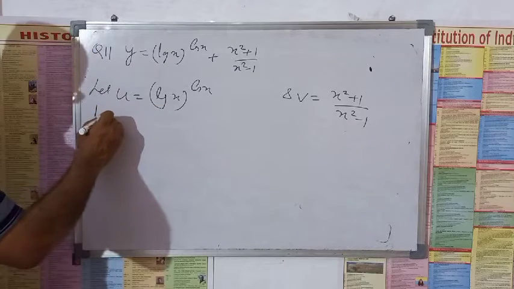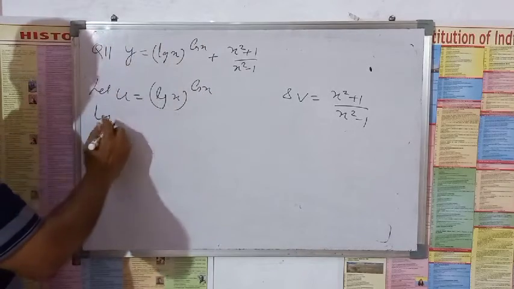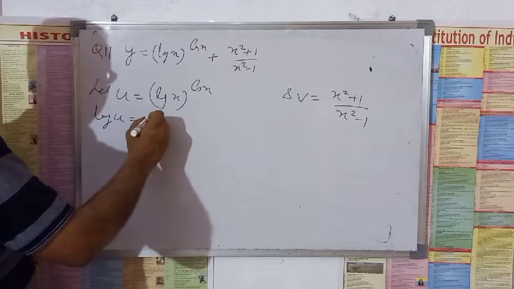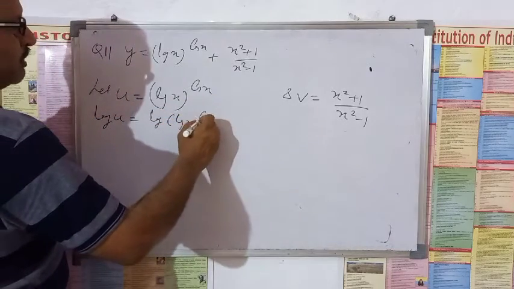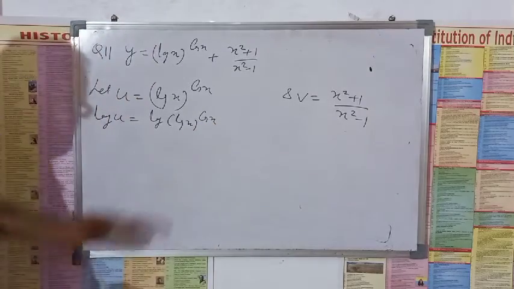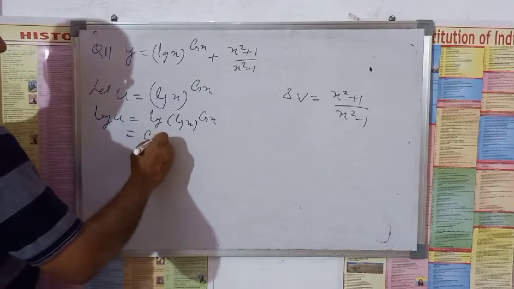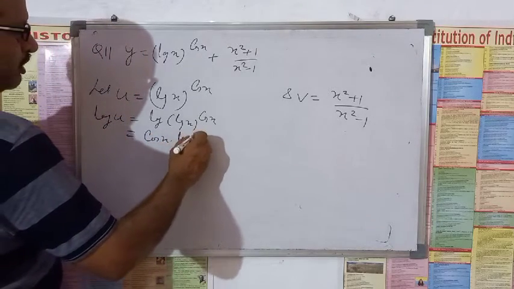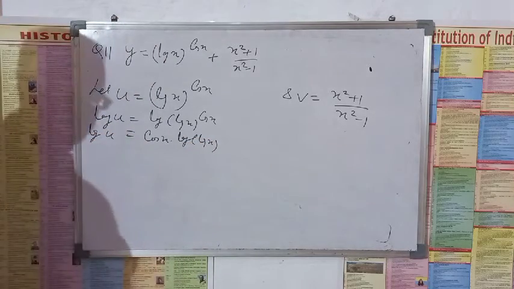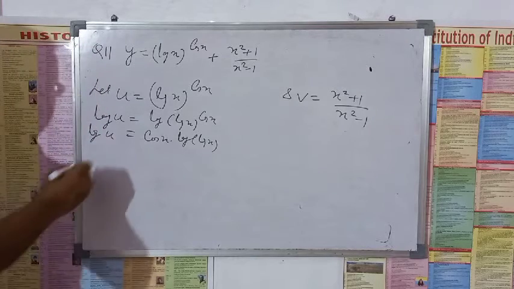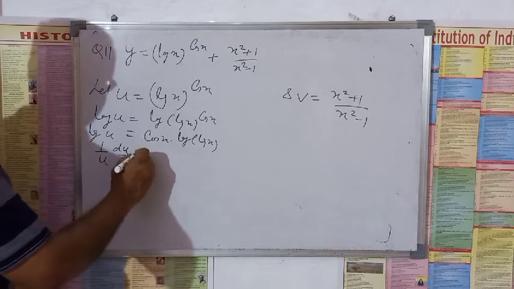Take log here. We are differentiating both functions separately, then we will put here. So log u is equal to log of (log x)^(cos x). Log m to the power n, so n log m. So it will be cos x into log of log x. It is log u. Now differentiate. So log u derivative 1 upon u du by dx.